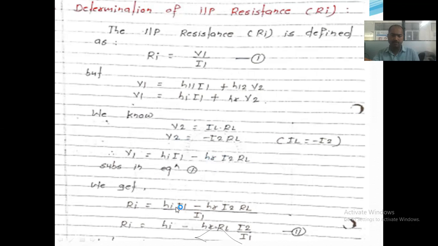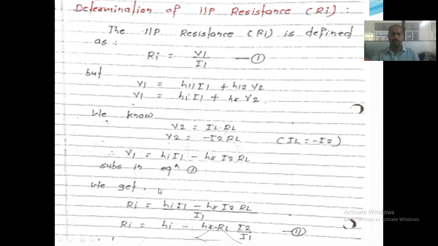See here, Ri equal to Hi I1 minus Hr I2 RL, divided by I1. Okay. So Ri equal to, see, Hi I1 divided by I1 leaves only Hi. Minus Hr, and taking I2 divided by I1 separately with RL as a multiplier, right? So your equation is Ri equal to Hi minus Hr RL into I2 divided by I1.